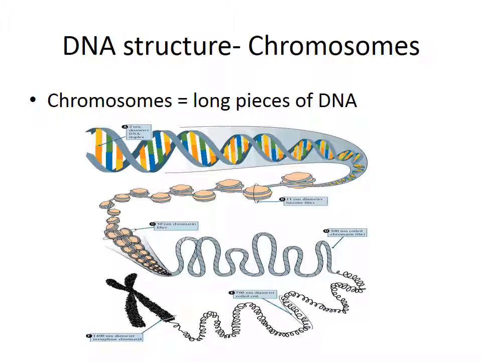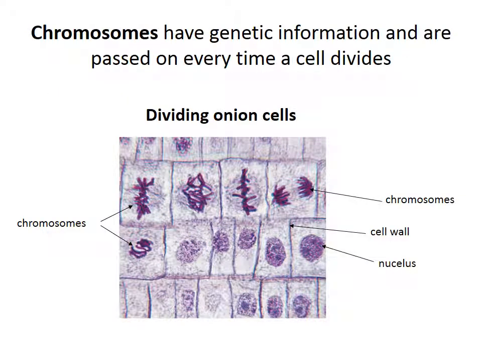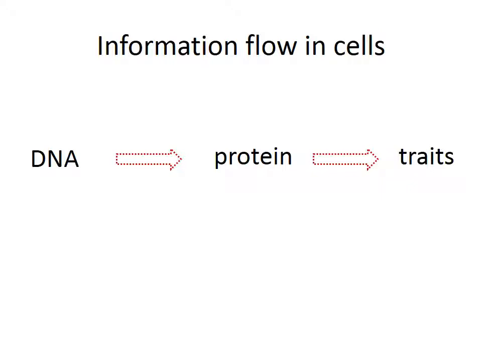We've learned that although all of your cells have about 6 feet of DNA in them, that DNA can be organized into structures called chromosomes, and that the chromosomes have then that genetic information, the DNA, that's passed on every time a cell divides through mitosis. Let's also remember that the information flow in cells goes from DNA codes for proteins, and proteins then determine traits that we have.